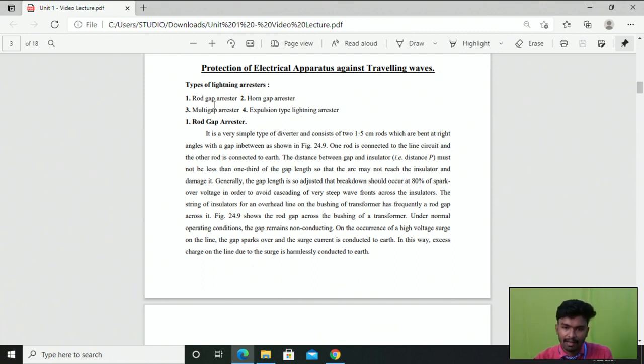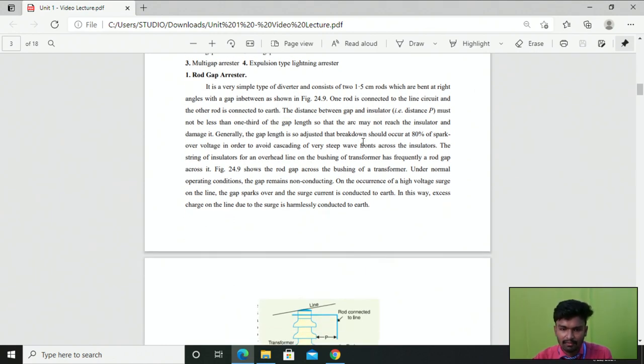So one is the rod gap arrestor, the second one is the horn gap arrestor, the third one is the multi-gap arrestor, and the fourth one is the expulsion type lightning arrestor. Right, so let us discuss each type of lightning arrestor in detail. And the first one is the rod gap arrestor.